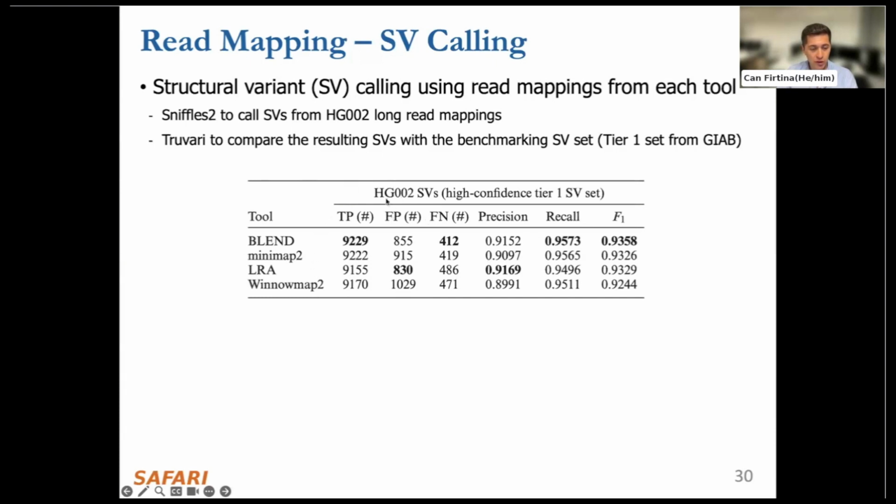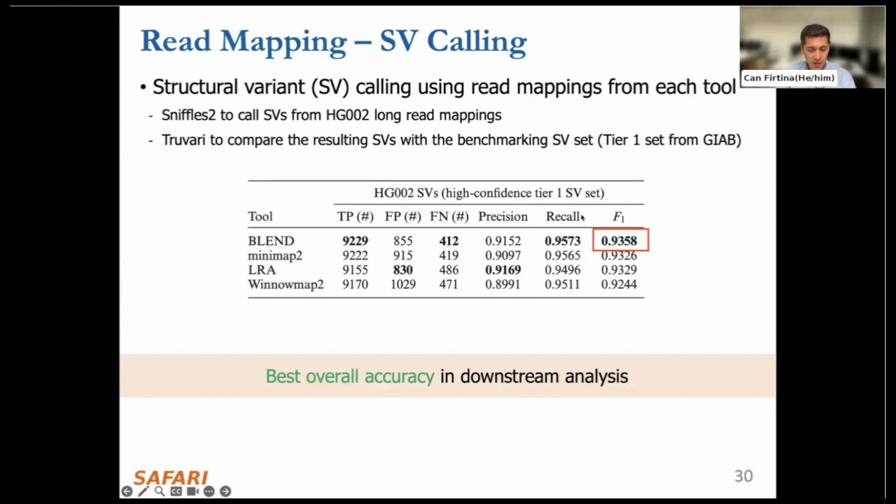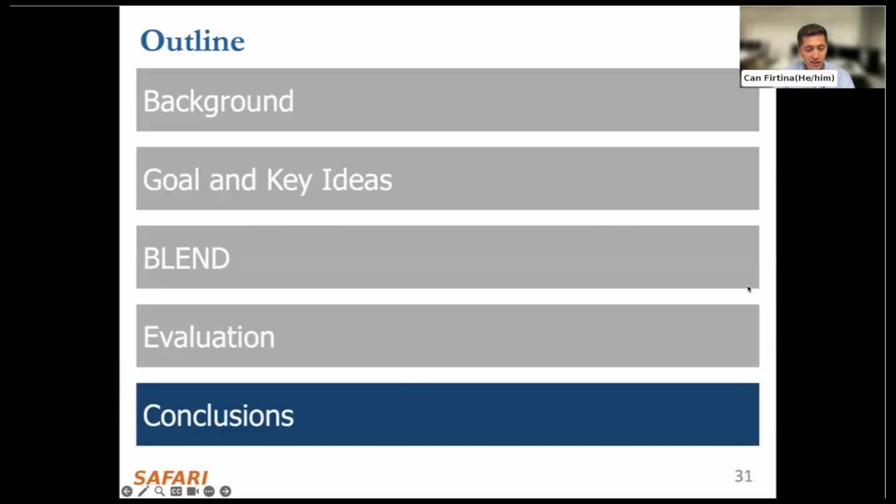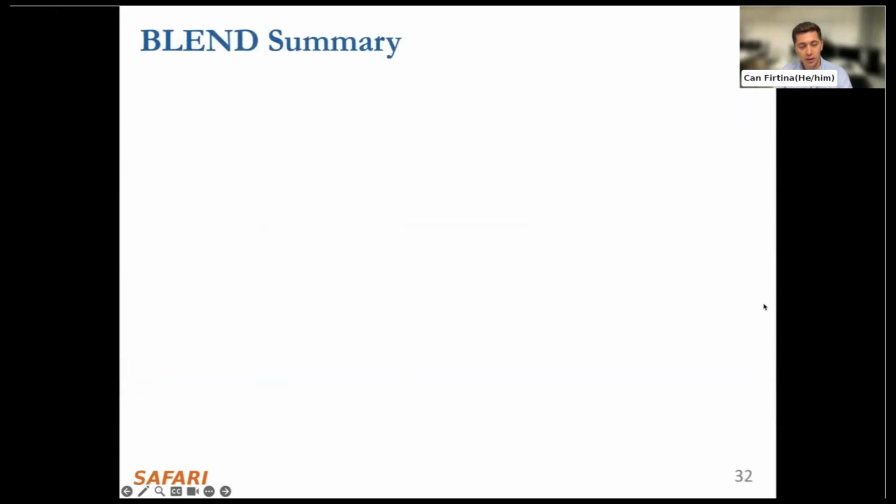This table shows these accuracy results. Here we show true positive, false positive, false negative, precision and recall, and also F1 scores for each tool. What we identify is that, especially when focusing on the F1 score, which is a general look at both precision and recall results, Blend provides the best overall accuracy in downstream analysis, again thanks to finding these unique fuzzy seed matches. Then I'll quickly conclude.